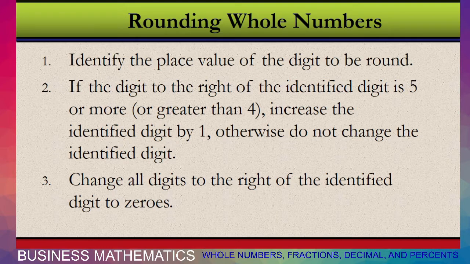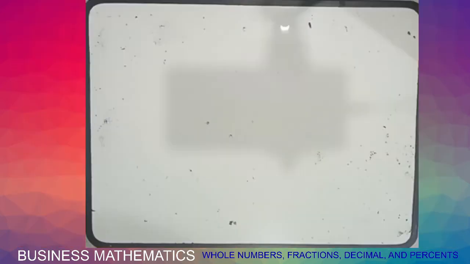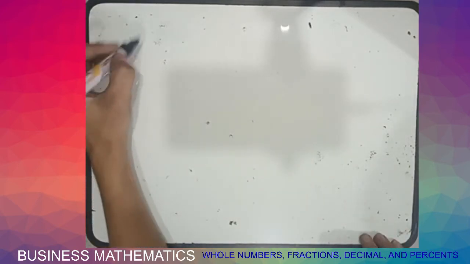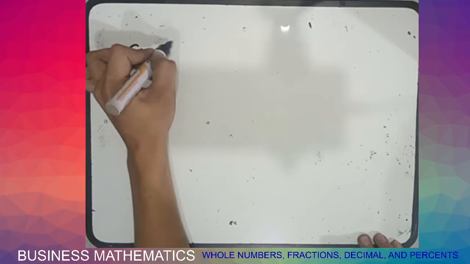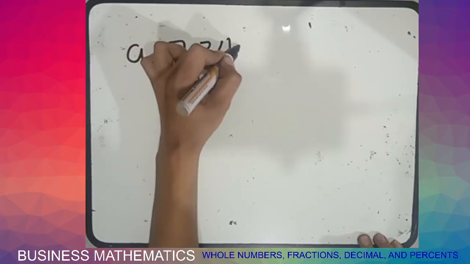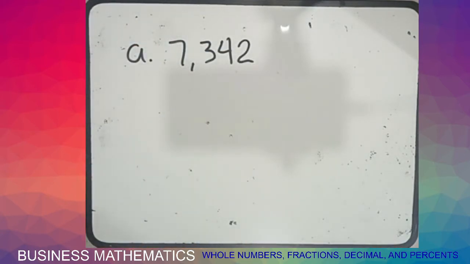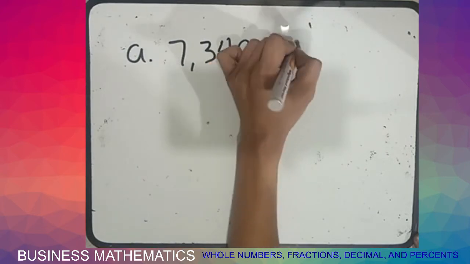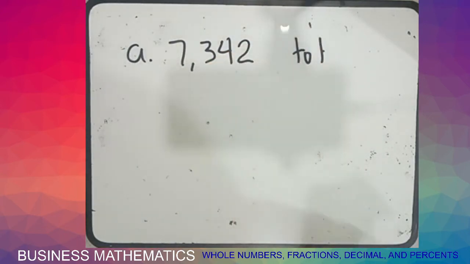Okay. So, next. Magbigay tayo ng example. Number 1, for example. Gawin natin, may ganun tayong given na 7,342. So, ang nakalagay dito, round up to the nearest, wait lang.